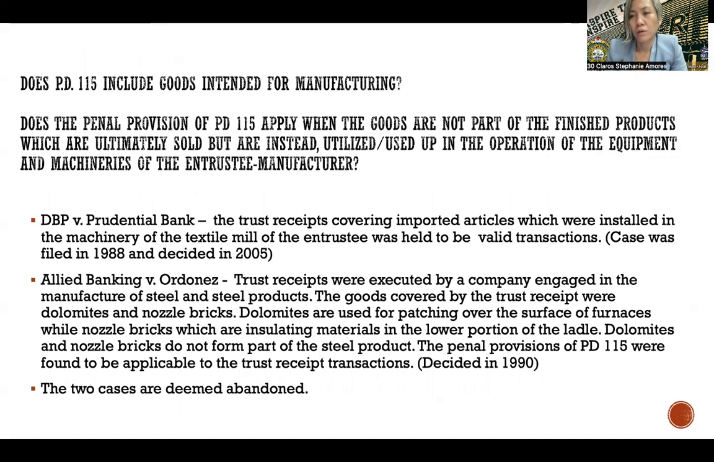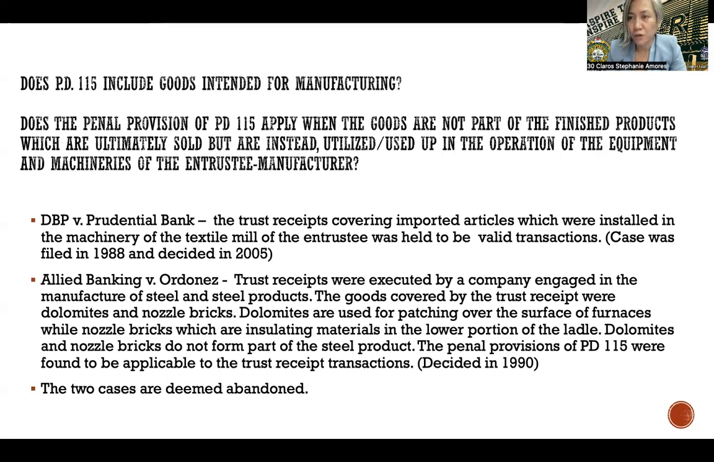So question, does Presidential Decree 115 include goods that are intended for manufacturing? Because you previously learned that the purpose of the release of the goods to the entrustee is ultimately to have those goods sold or processed for sale. So can a trust receipt have as its subject goods that are intended for manufacturing or raw materials?